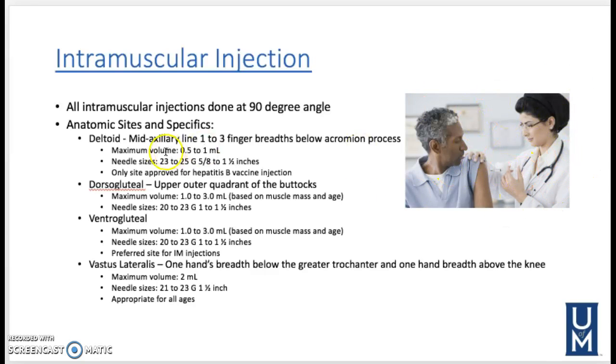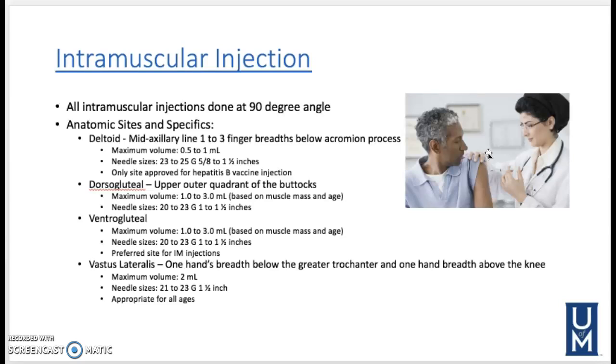Sites for intramuscular injections will be the deltoid. So here is the picture for the deltoid. Mid-axillary line, so right in the middle of that armpit. 1 to 3 finger breadths below the acromion process. The acromion process is that bony prominence at the top of your shoulder there. You're going to 1 to 3 finger widths below that.